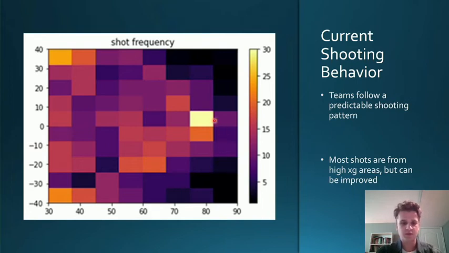So this matches up with the chart that we saw earlier of expected goals from shots, which isn't a bad thing. It means that teams are shooting from high expected goals areas, but this can be improved through the use of the rebounds.